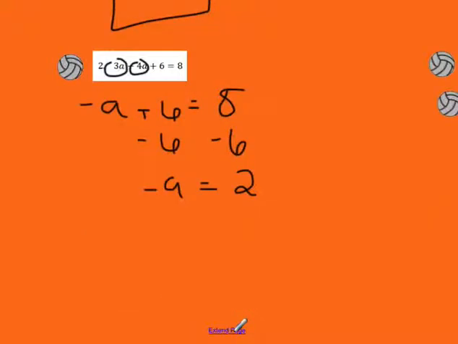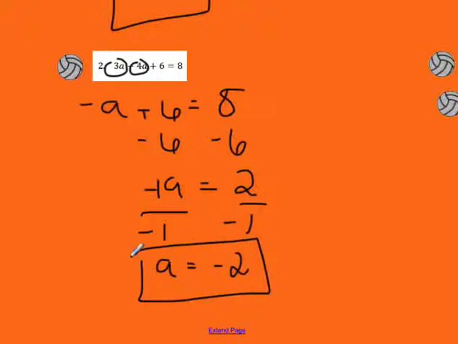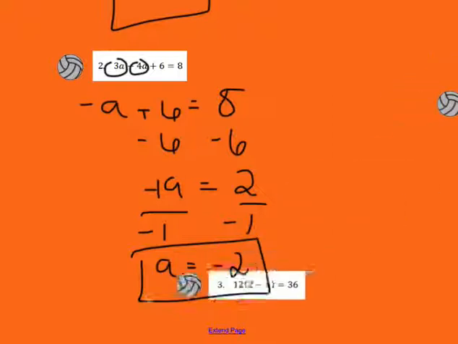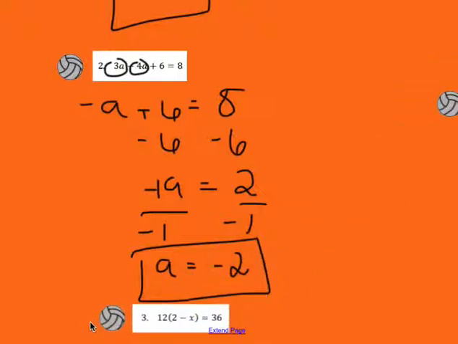So then, this is basically the same as a negative 1 on the outside. And I don't want to know what negative a is. I want to know what a is. So I'm going to go ahead and divide both sides by negative 1. 2 divided by negative 1 is going to be a negative 2. So for my final answer, I end up getting that a is equal to negative 2. Okay, so let's go ahead and take a look now at number 3.